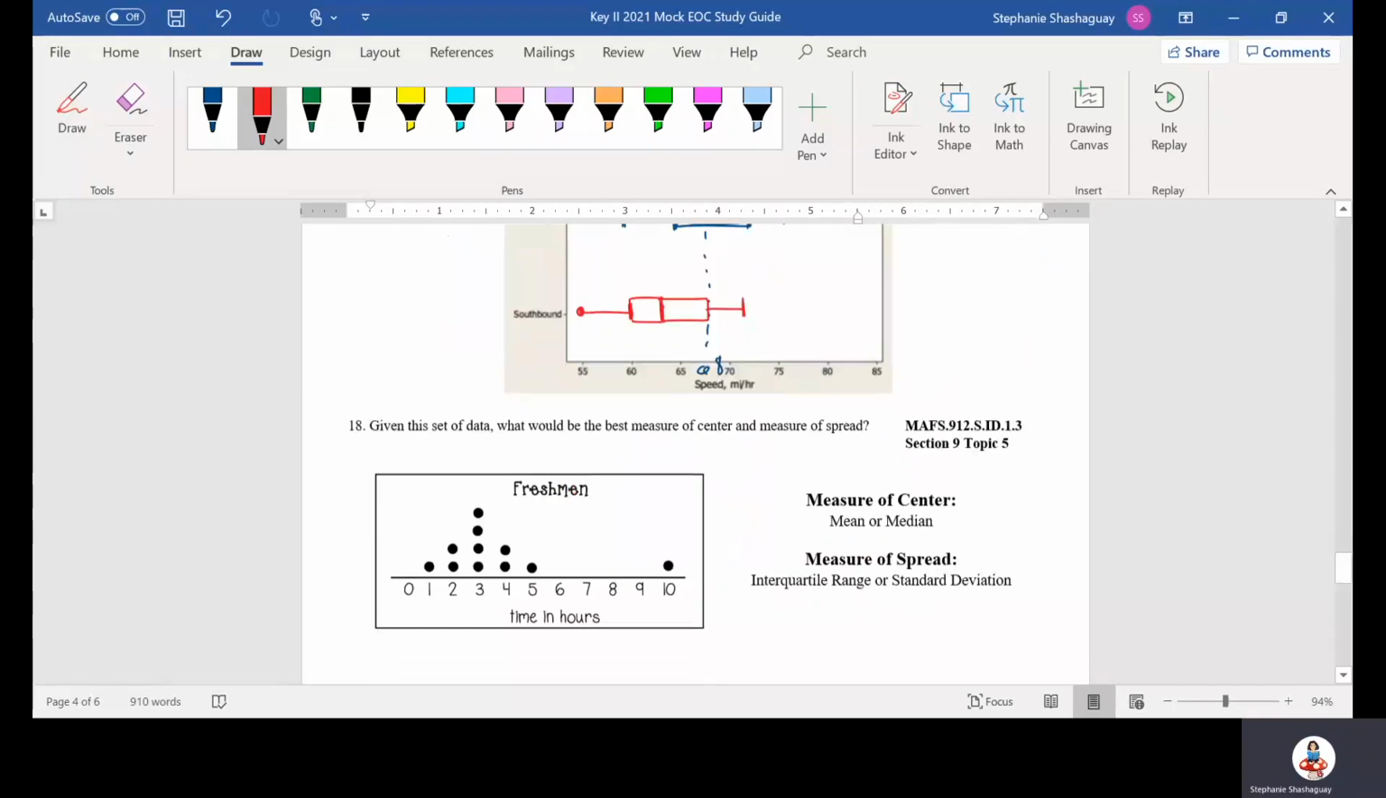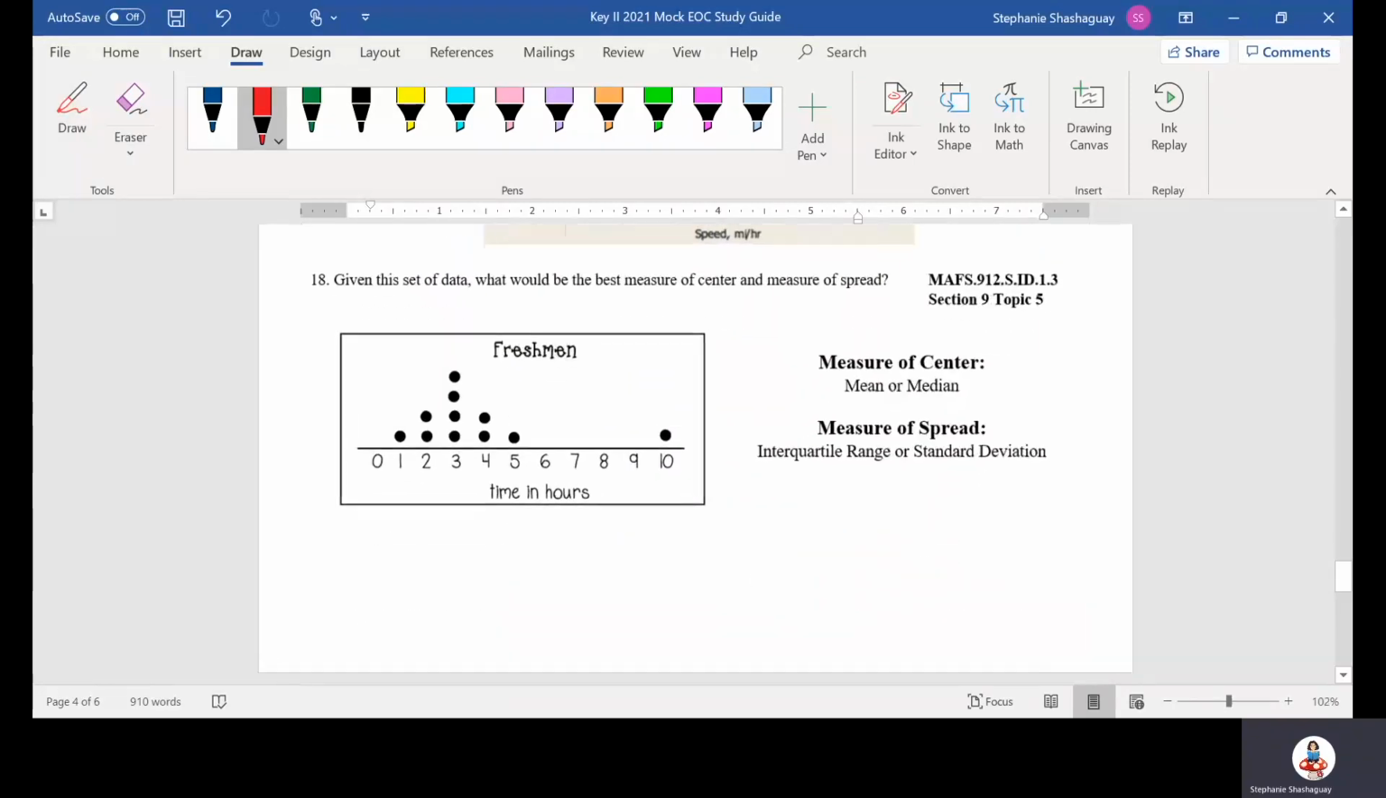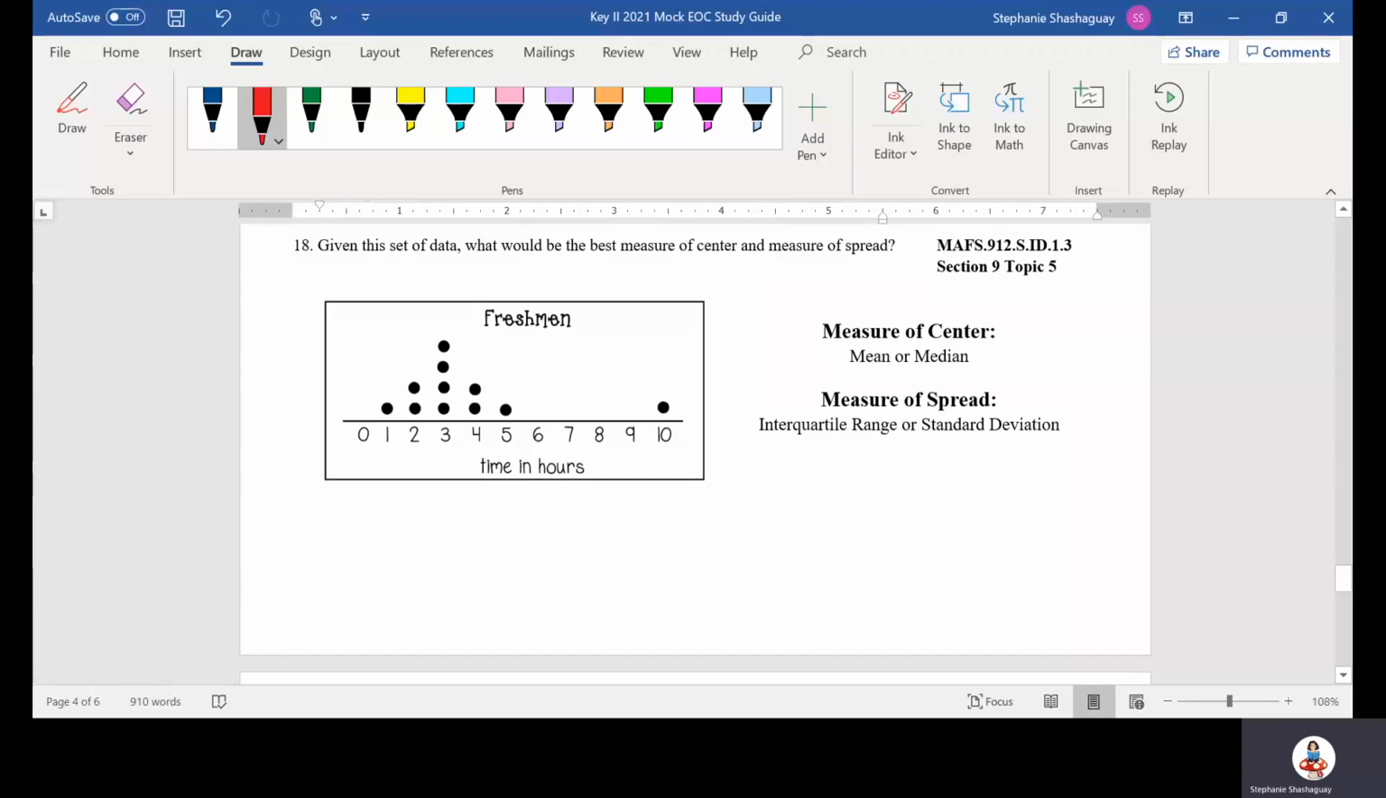All right, question 18. Given the set of data, what would be the best measure of center and measure of spread? So looking at this data, we have symmetrical data. This is symmetrical.